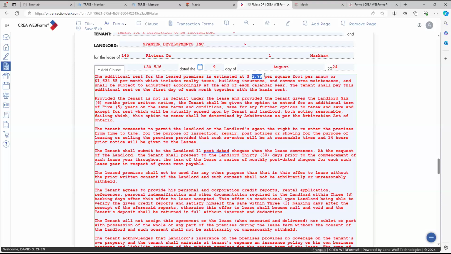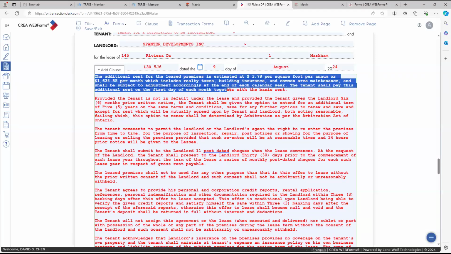So based on this, times the square footage divided by 12, you will get the monthly amount, 1600. So this 1600 plus 6700. Remember that the net rent, that's the monthly rent you need to pay, plus HST. Okay, that's number one. Make sure you cannot miss this one, otherwise it will not be complete.